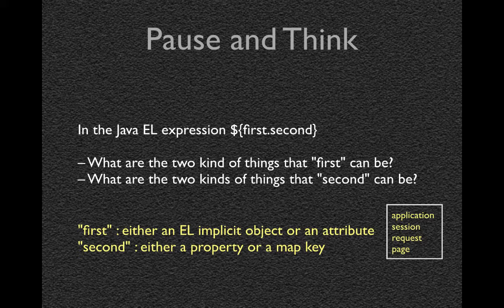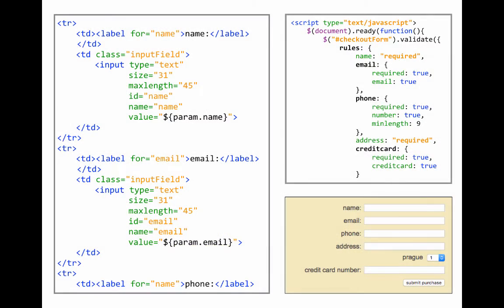Let's get back to our discussion of the form on the checkout page. We were talking about the EL expression param.name. In this case, param is not an attribute. Param is an implicit object that contains a mapping of all the request parameters. So param.name refers to the request parameter with the name name.